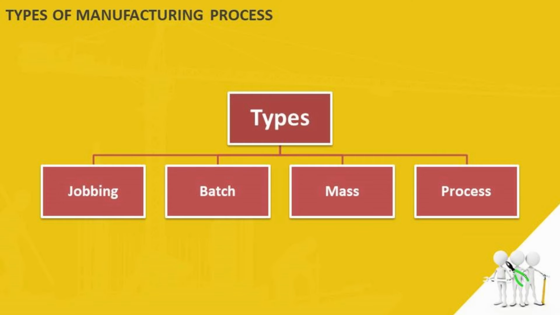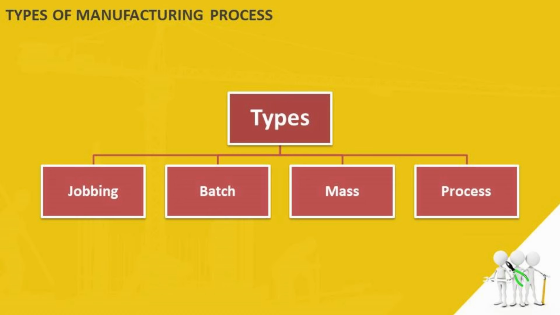Second is the batch manufacturing process. This is used to produce limited quantities of each of the different types of products in the form of batches. These batches of different products are manufactured on the same set of machines. That means different batches of products are produced separately, one after another.